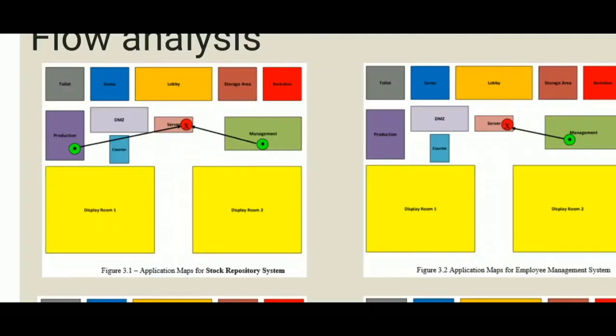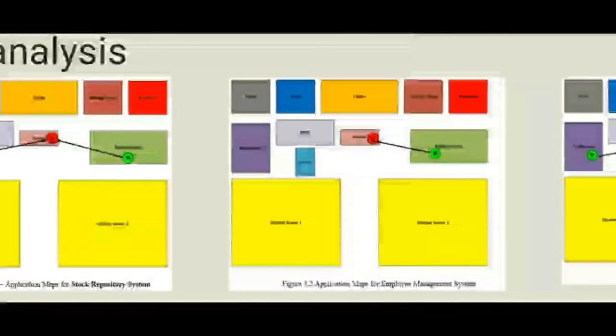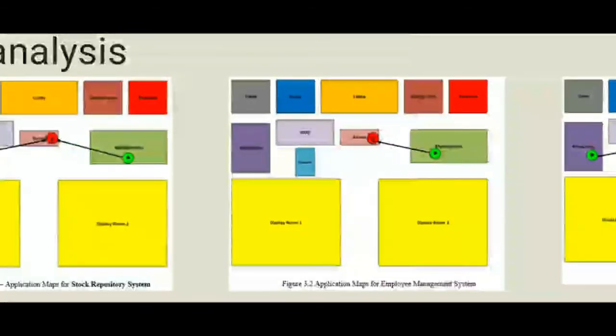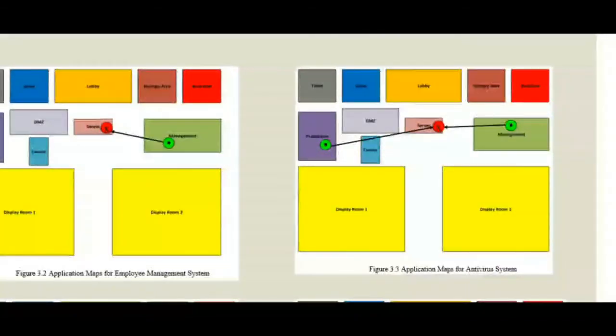And for the next one is the employee management system, where the server will record all the employee information, and this information can be accessed remotely. The third one is the antivirus system. The antivirus system is used to detect, prevent, disarm and remove malicious software. And all the records of those processes will be saved in the server.